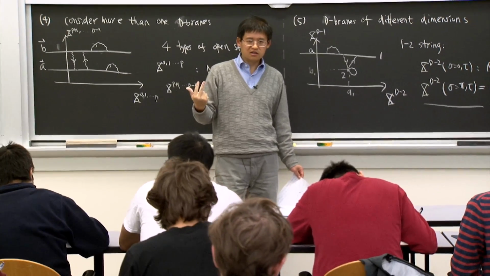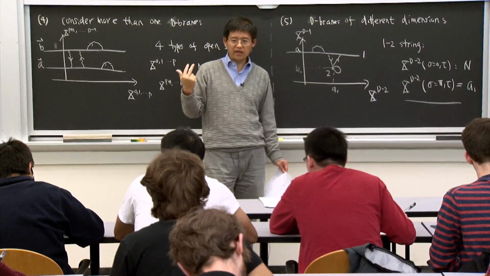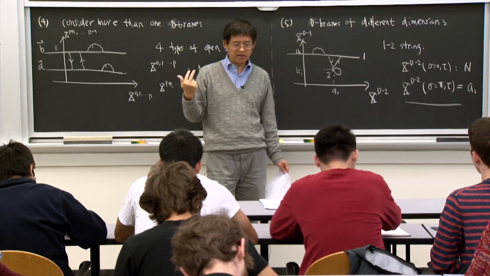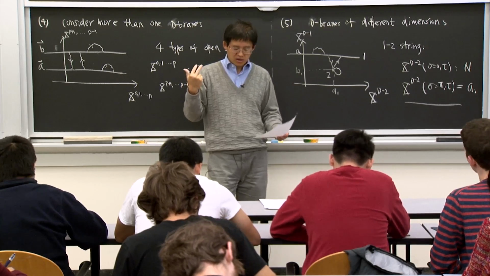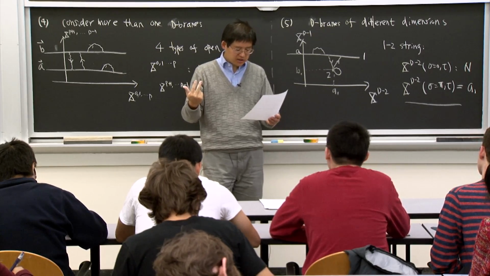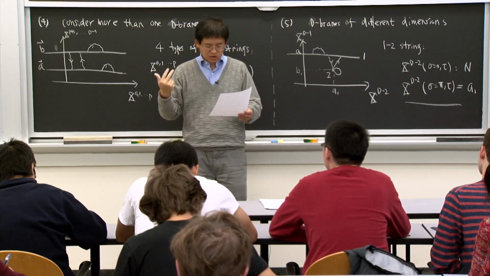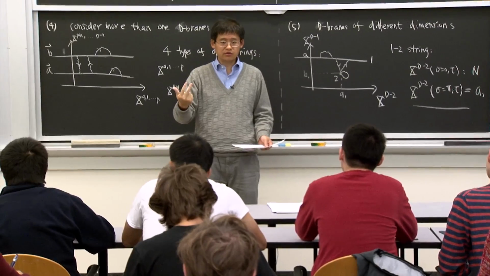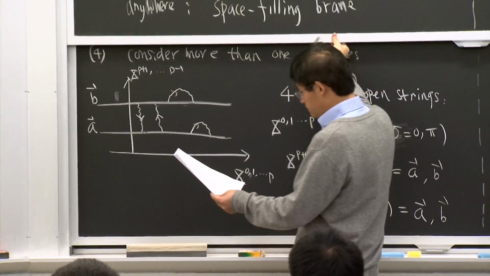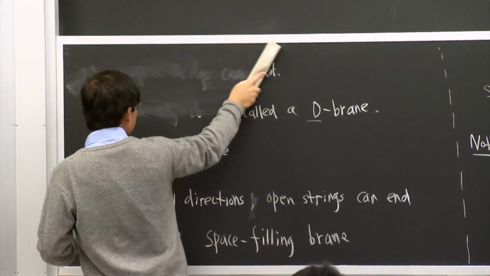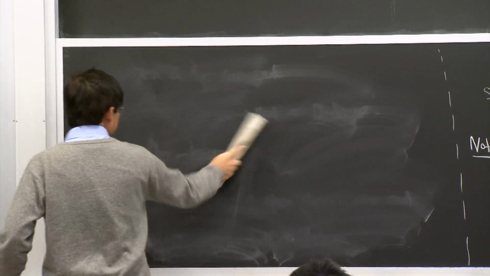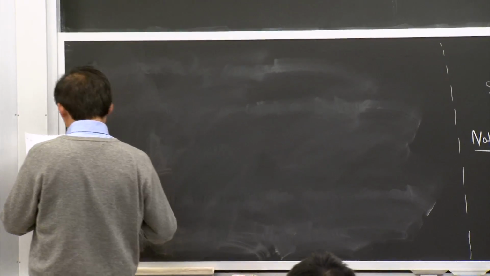So those scalar fields, some of you may have already guessed, have a very simple physical interpretation. Those scalar fields can be considered as describing the motions and the fluctuations of the D-brane in the transverse directions. Okay? So for each transverse direction, you have such a massless scalar field.